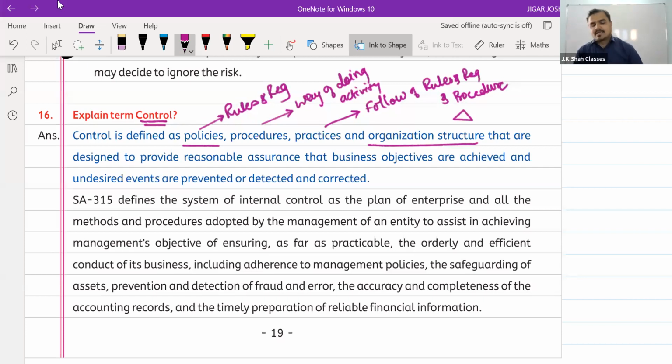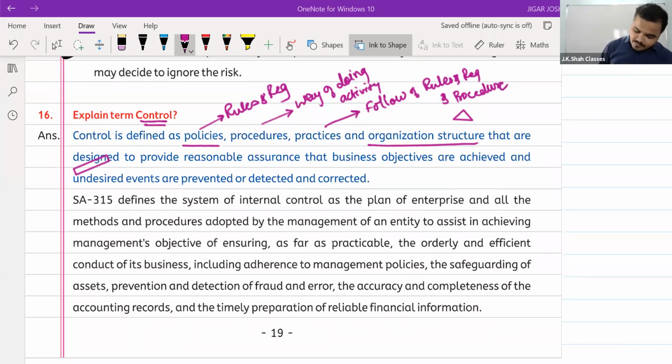So controls are nothing but the policy, procedure, practices, and organizational structures that are designed. Why have we designed this? Sir, if there is control in the organization, then the organization will be relaxed that certain risk will not strike. Understood? Yes, sir. And thereby, to prevent certain types of risk from affecting the company, we need to apply controls.